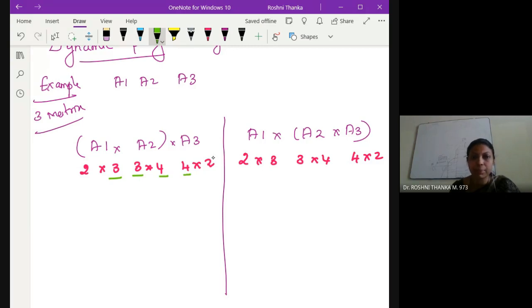Let us give some names to these dimensions. The dimension of the A1 matrix is 2 cross 3. The dimension of the A2 matrix is 3 cross 4. The dimension of the A3 matrix is 4 cross 2. You have the same for your lab exercise also. So please listen carefully. If you understand it, it is very easy. If you listen, it is very, very easy.